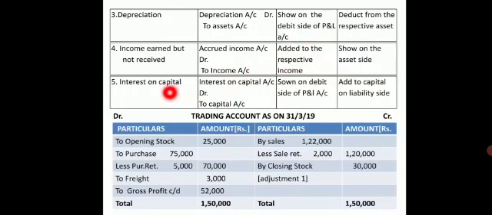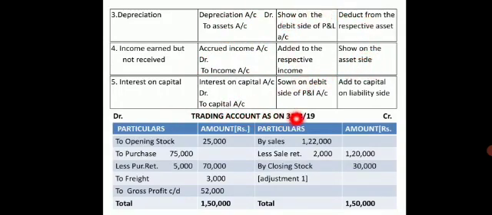Interest on capital. Now the firm is giving interest on the investment made by the proprietor. So such investment made by the proprietor, when firm is paying such interest, it is an expense. So it has to be debited to profit and loss account, and increasing my capital, because it is return on investment, it has to be added to capital on liability side. So these are the treatments. So when we are preparing the financial statements for adjustments, these treatments have to be shown.